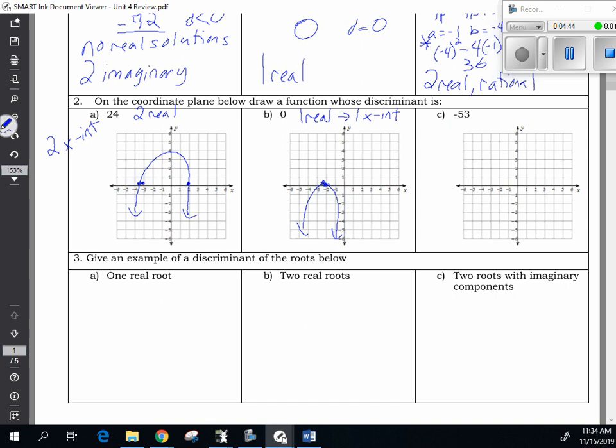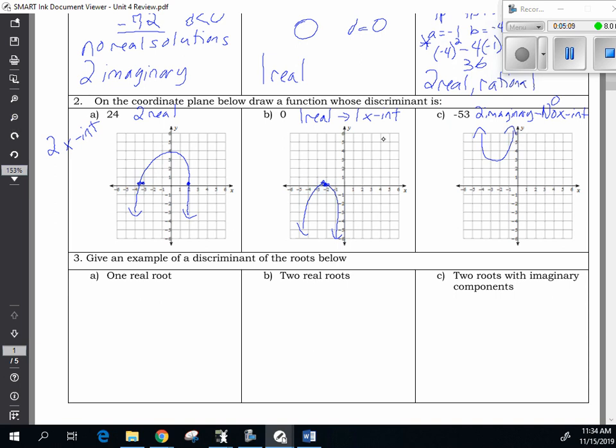Negative 53, well, if your discriminant is negative 53, those are going to be 2 imaginary solutions, and this is going to be no x-intercepts, or 0 x-intercepts. Okay, so your graph could be pretty much anywhere because we don't really know much more about the problem except for the discriminant. There are a lot of different things. So that is that.